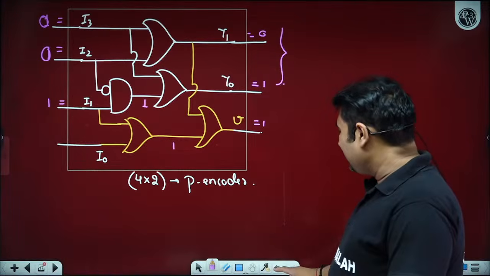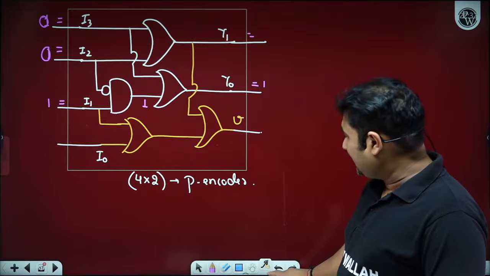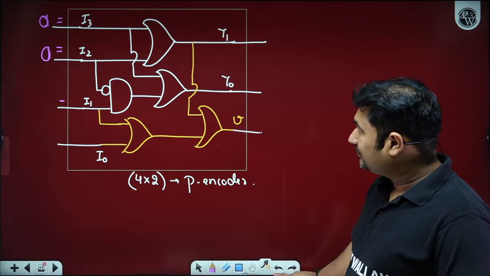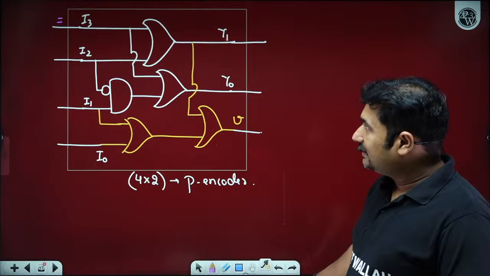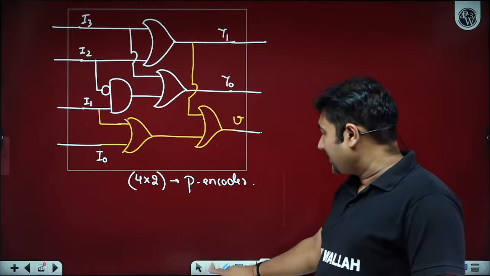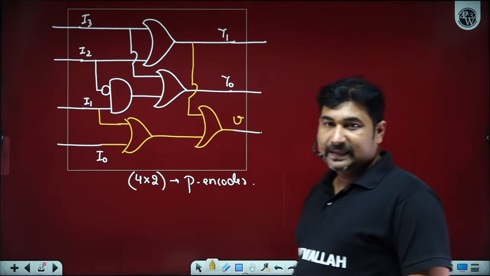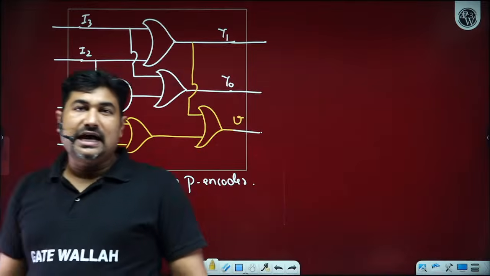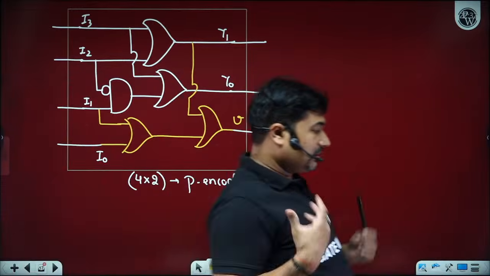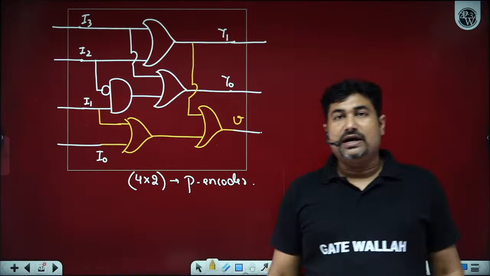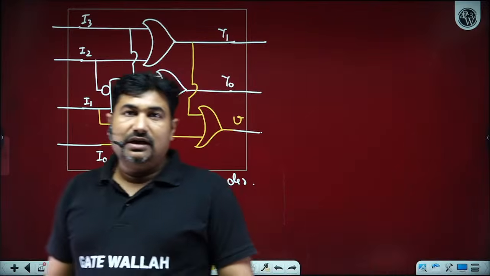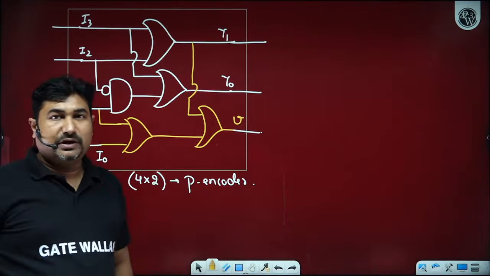How many of you able to understand this? Please let me know by writing in the comment section. This is just to make you understand. So how many of you able to understand a priority encoder as well? One-time question asked in GATE, and everything is given. Just you have to identify the logical expression of one of the output of a priority encoder.